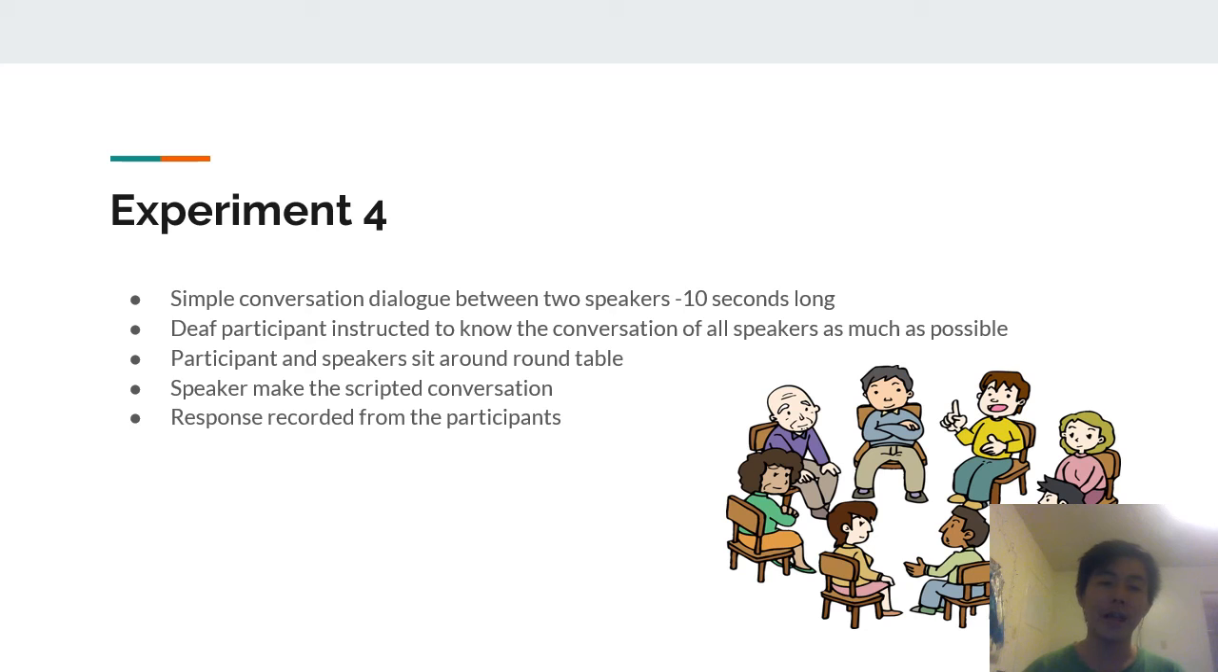So in experiment 4, a simple conversation dialogue was given to the 2 speakers, which was about 10 seconds long. The participant was instructed to follow the conversation of all speakers as much as possible. Since the deaf participant has to look at the lips of the speakers, they all sat at a round table, and the speakers made the scripted conversation with each other, and the response was recorded from the participant after he analyzed and perceived the sign languages.